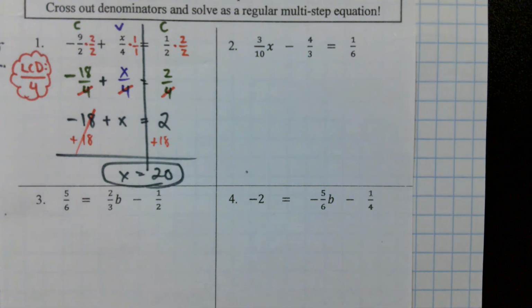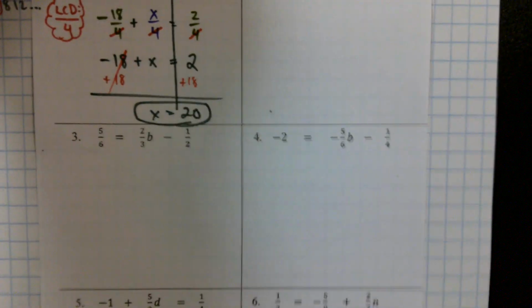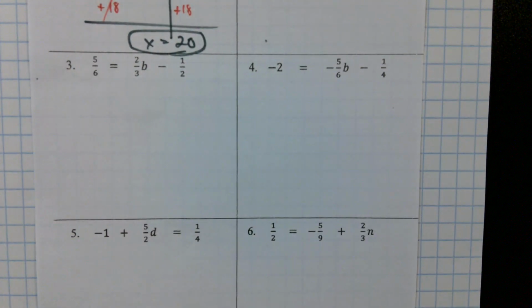Okay? If I look down just preemptively at number 3, right? What's my biggest denominator in number 3? 6. Does 3 go into 6? Yes. Does 2 go into 6? Yes. So what's my LCD? 6. Right? And then we'll go to number 4 in a second.